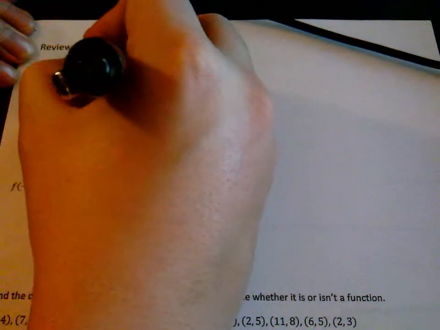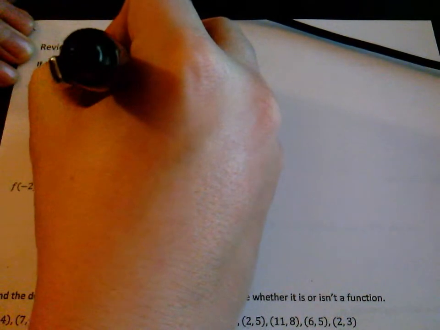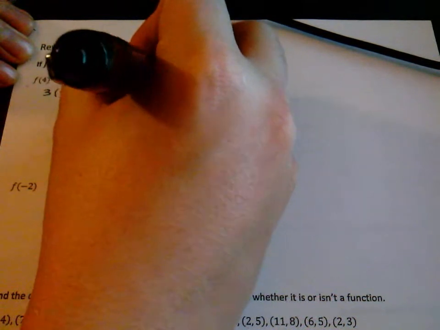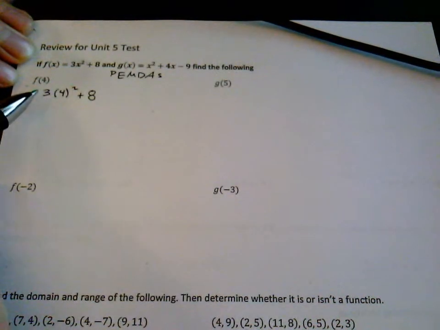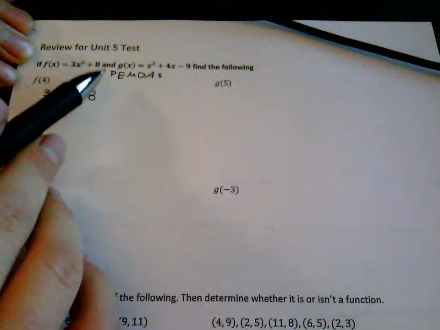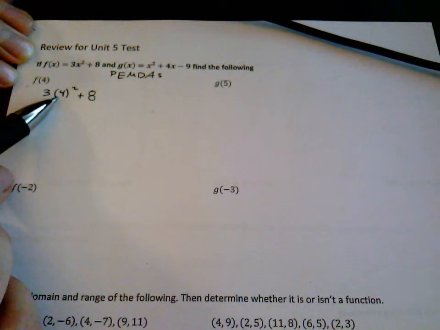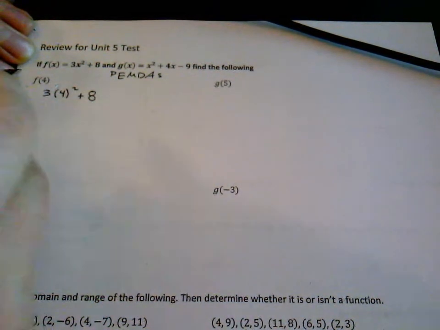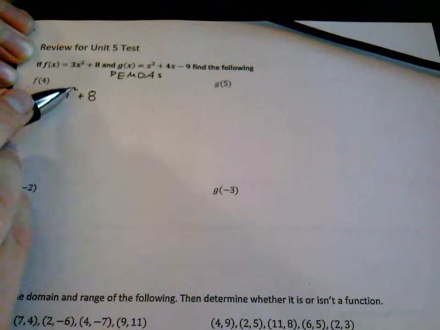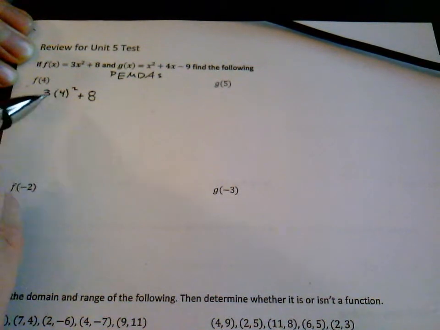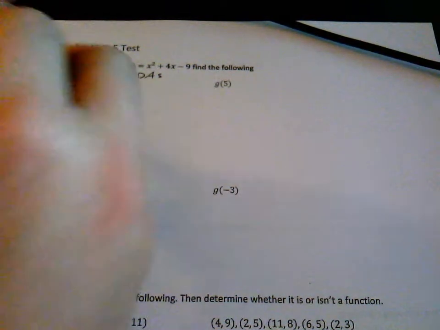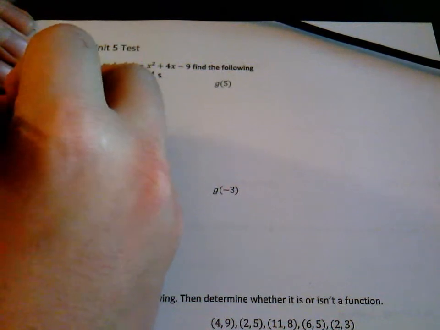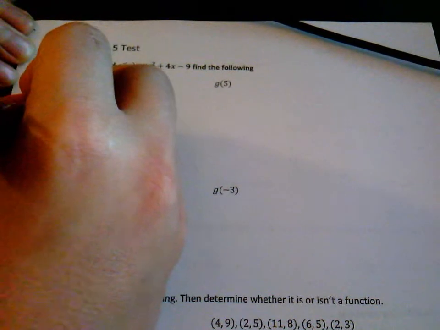Now, we're using PEMDAS for this entire thing. If you don't have a variable, then you use PEMDAS. So first parentheses, well, there's nothing to do in the parentheses. So we can go to the next part, which is exponents. Well, we do have an exponent. We have 4 squared. So 4 squared is actually 4 times 4, which is 16. So you put 3, 16, plus 8.